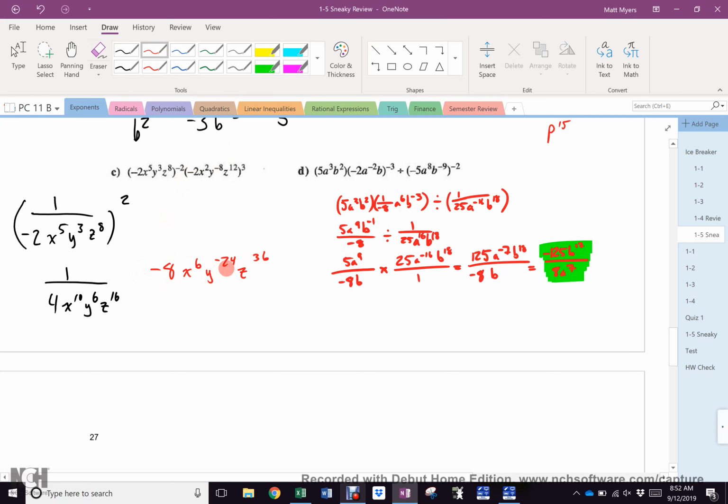That needs to go where? Down to the denominator. Oh, I left the 4. Then I just go straight across. -8, x to the 6th on the top, 10 on the bottom. Those 6 are going to cancel, leaving me with x to the 4th.